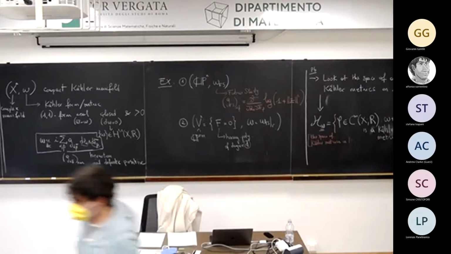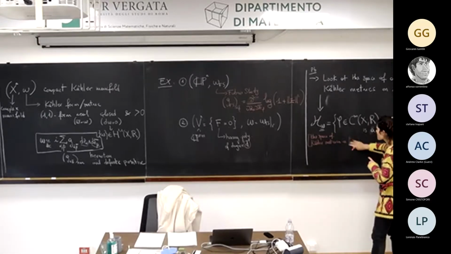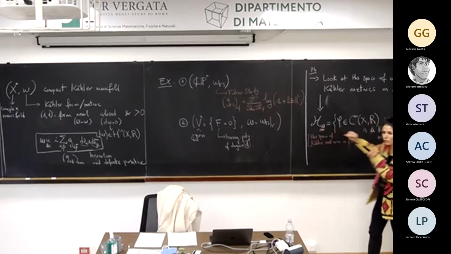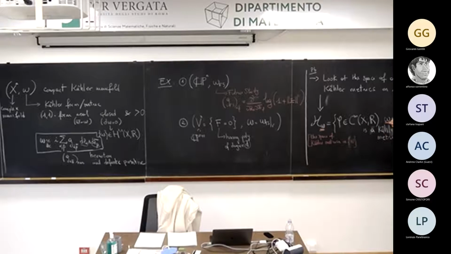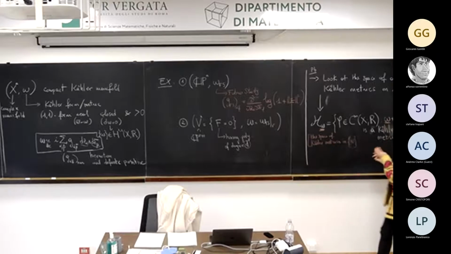Okay, so what I was saying is that this can be identified with the space of Kähler metrics in the same cohomology class of omega. This is why there is this omega that is fixed. So we fix a reference form, and we look at all the other Kähler metrics in this cohomology class. So this is a cohomology class of forms, as you know from differential geometry.